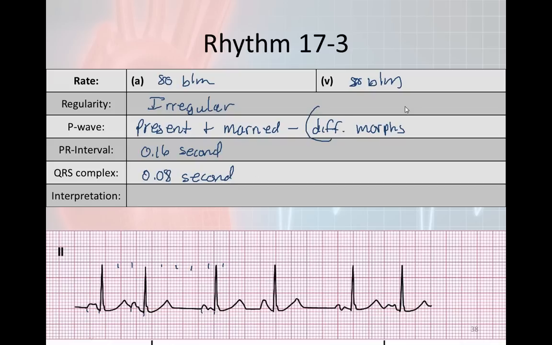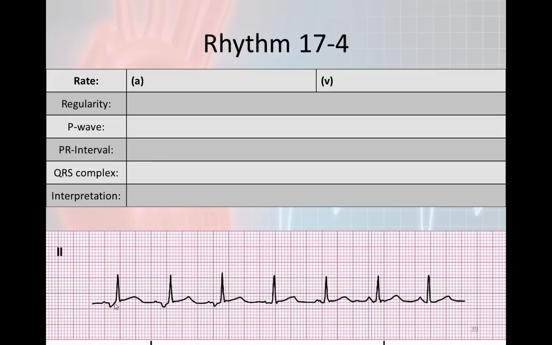So what is the problem with our interpretation right here? We have the different morphologies up here. So I'm going to look down here. This is one morphology. Do I see that morphology at all? And that might be a 1 right there. We have a different morphology right here. Can't really tell. This looks like a third morphology right here. That's a 3 right there. This might be a 4. So it looks like we have at least 3 different morphologies to make this a wandering atrial pacer.